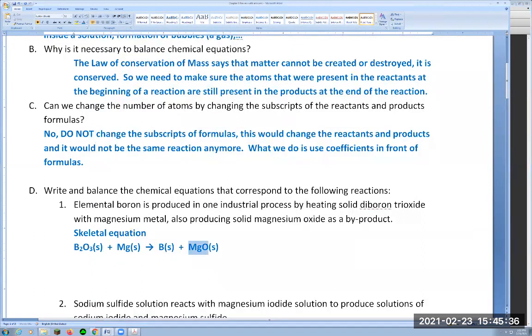So MgO is magnesium oxide. Okay, so this is what we call a skeletal equation. It's not balanced, that's what it means. It's telling you only the formulas of the reactant and the product, and it's not balanced yet. So now let's balance it.